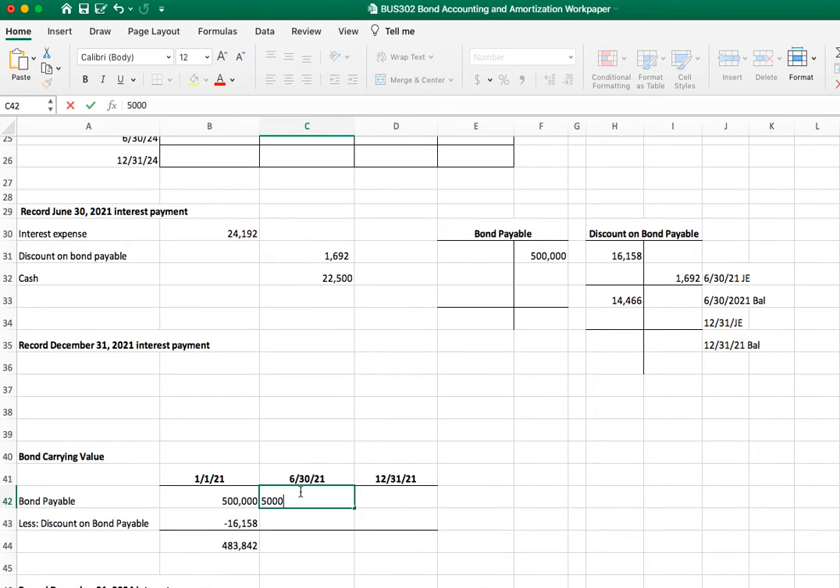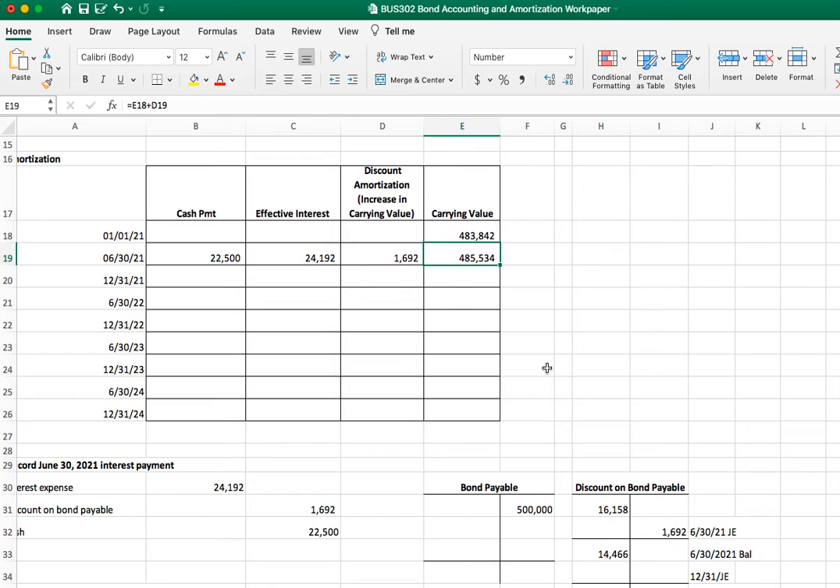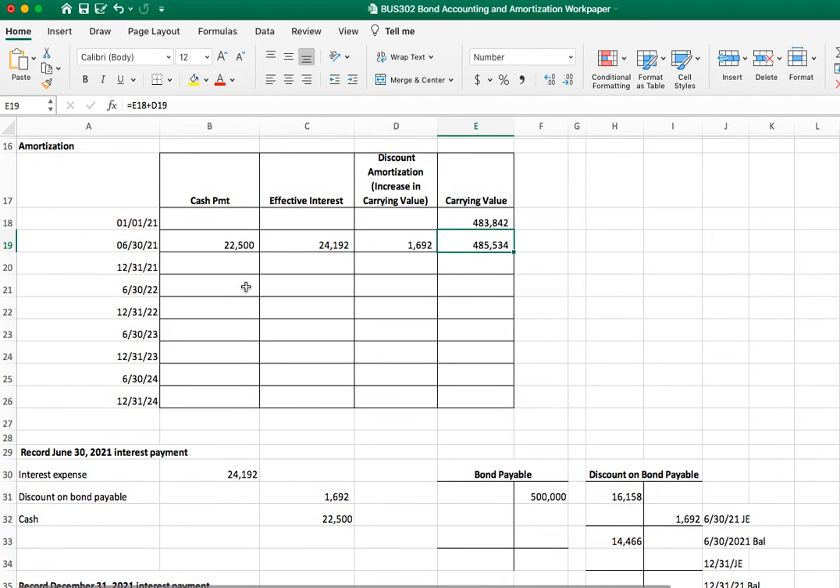So after the June 30th interest payment, our new carrying value is $485,534, which is what we computed on the amortization table. So it's very convenient to complete an amortization table when the bonds are issued, so that we have all of our journal entry amounts already calculated.